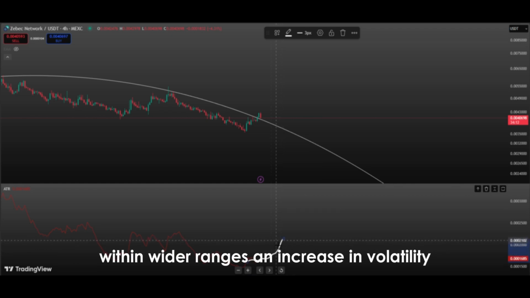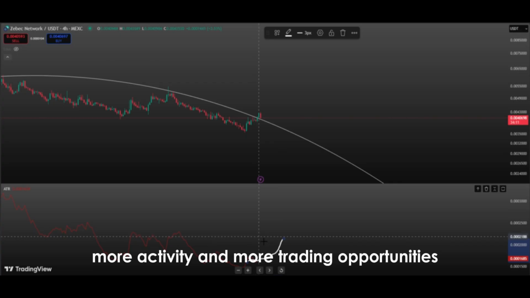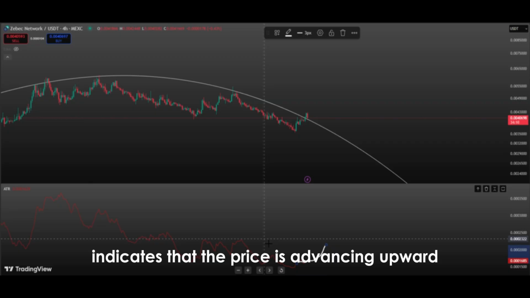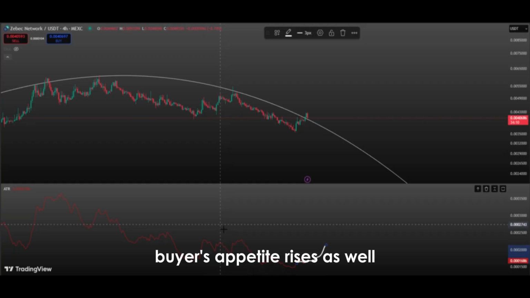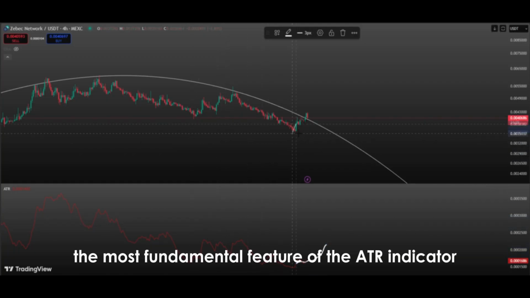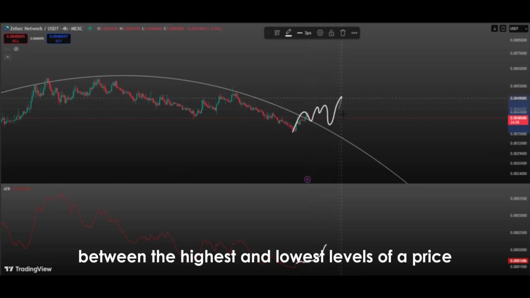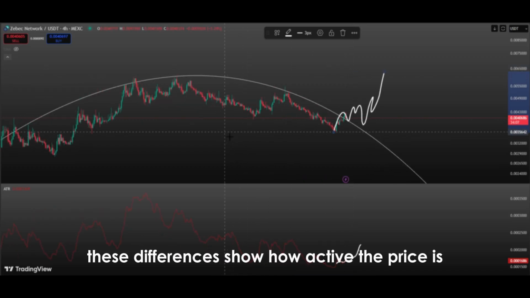An increase in volatility means excitement in market psychology, more activity, and more trading opportunities. Especially in uptrends, a rising ATR indicates that the price is advancing upward more quickly and strongly, because when volatility increases, buyers' appetite rises as well, pushing the price up at a much faster pace. The most fundamental feature of the ATR indicator is that it takes into account the difference between the highest and lowest levels of a price within a day, week, or a certain time frame. These differences show how active the price is.